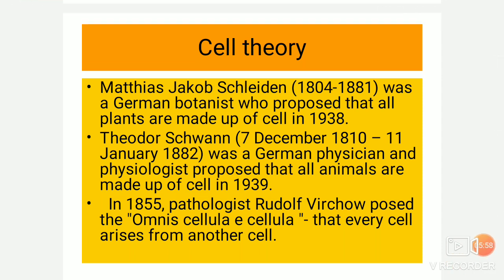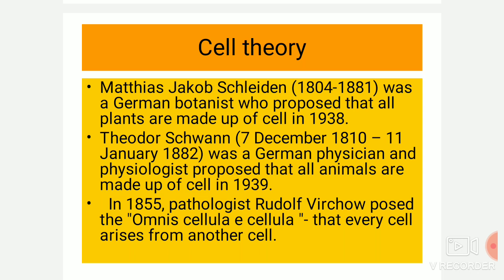Cell theory. In the cell theory, there were three persons who gave the theory. Now I will explain the statement given by each of the three. Matthias Jakob Schleiden was a German botanist who proposed that all plants are made up of cells. His birth and death dates are given in the bracket.